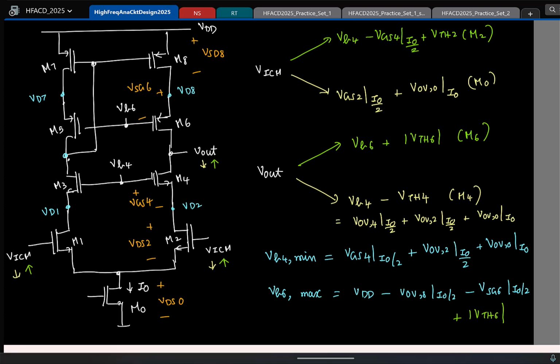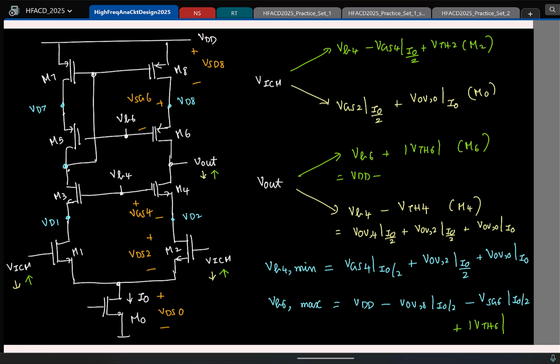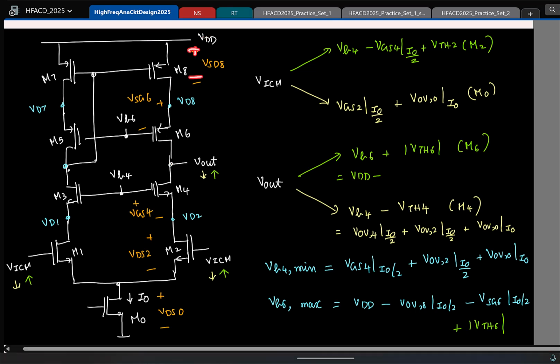Now you see I have minus VSG plus VTH. What is that? Minus overdrive voltage. So you can write it directly here. So this will be VDD. Again, now we can try to write it directly, right? Ideally, you would have wanted your output to go as high as VDD. That is not feasible. You have to drop source to drain for M8 and source to drain for M6.